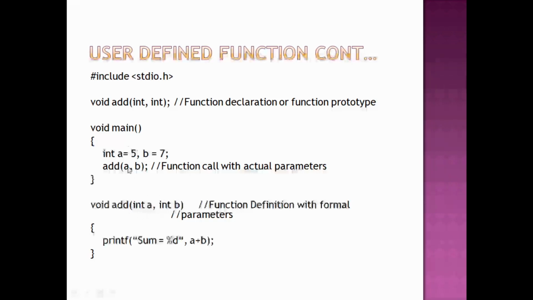These are called formal parameters. How will the call be made? Whenever the compiler reaches here, it will see that there is a function call it has to make with two parameters of type integer comma integer. So the call will go over here, and it will create duplicate copies of these two values, copies of 5 and 7, and pass them to these two variables, the formal parameters, and then their values will be displayed.